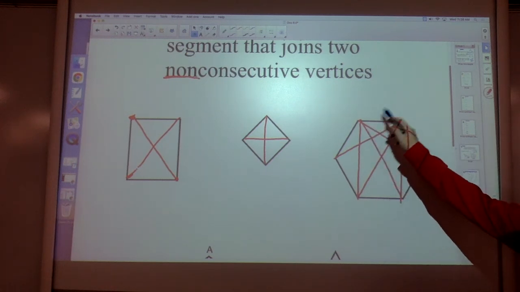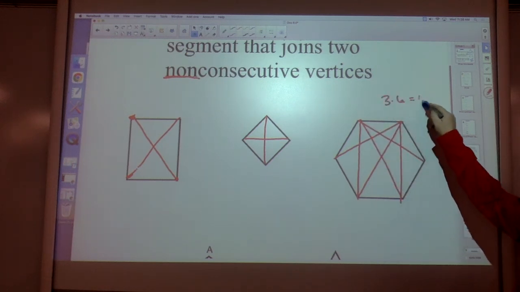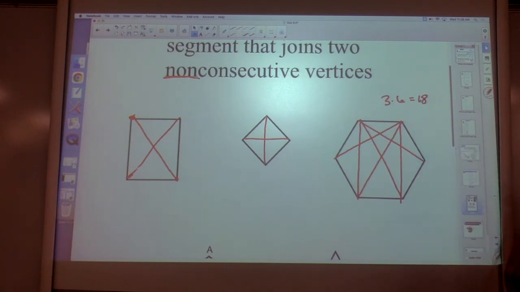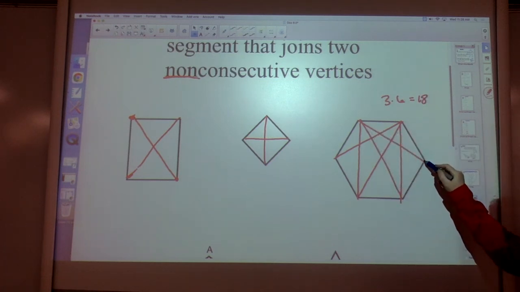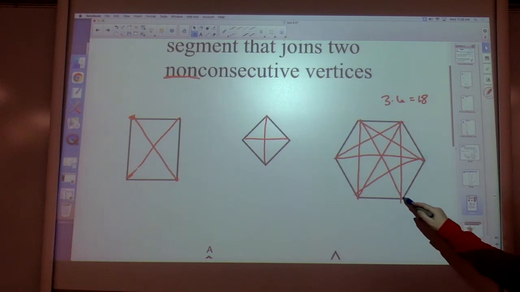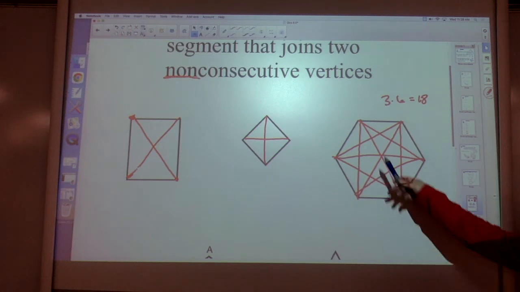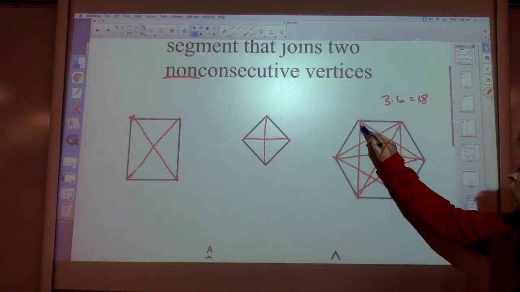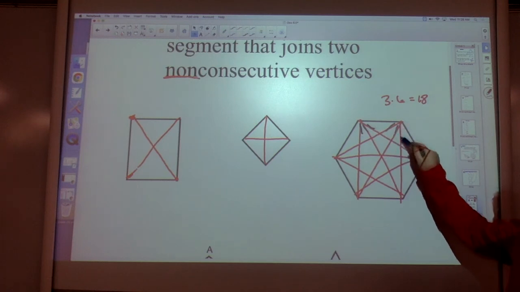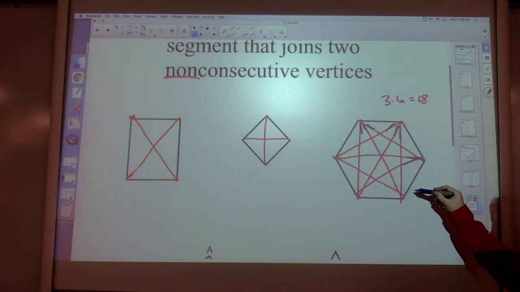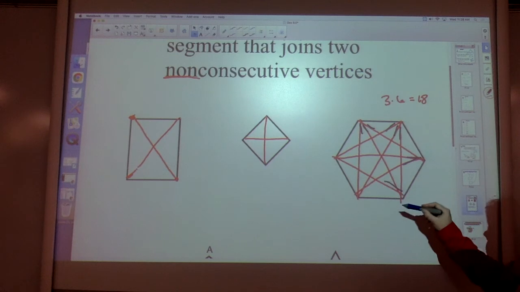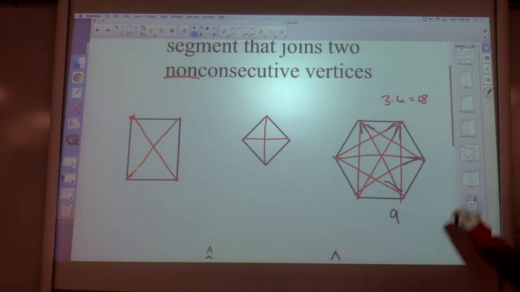And you might say, oh, if it's got 3 at each one, 3 times 6 is 18 diagonals. No, that's not true. Because then you're going to come here. You don't get to count this diagonal back to there again. This has 2 more. This has 1 more. And now we have them all. So if you counted how many diagonals, we'd have 1, 2, 3, 4, 5, 6, 7, 8, 9 diagonals in a hexagon.